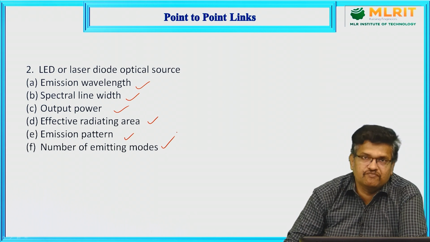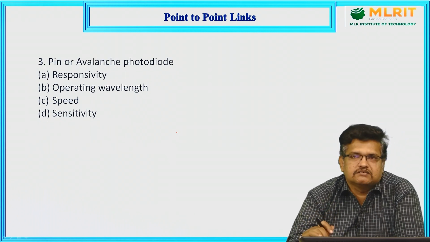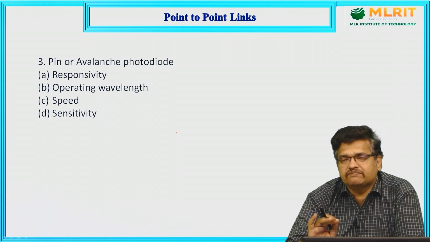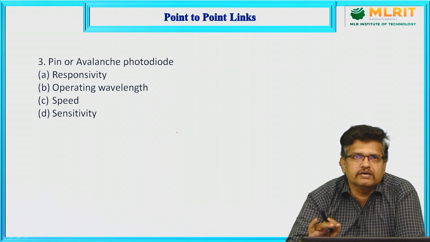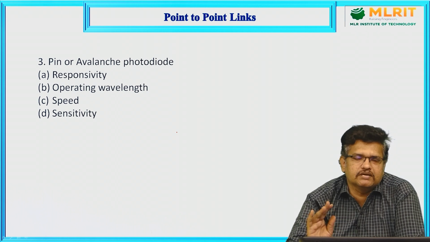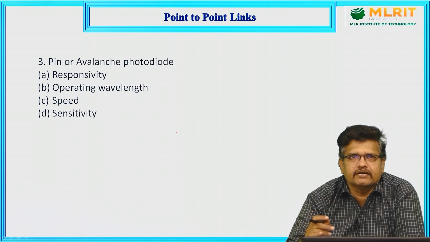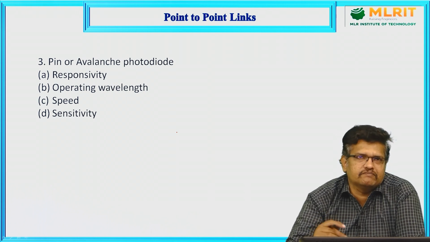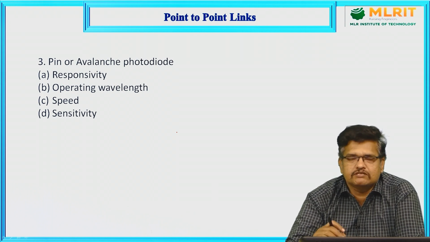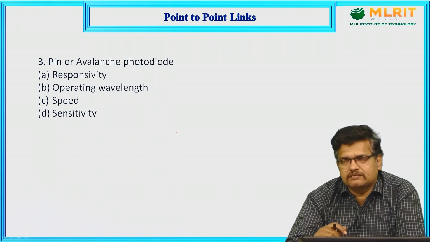Fine. Now, at last, the PIN diode or avalanche photodiode. Whichever we use, we can see the responsivity, which is a very important point: how it responds, how the light signal is converted to the electrical signal, the response rate, the operating wavelength, the speed of conversion, and the sensitivity. Even a small amount of information can be sensed and converted into an electrical signal.